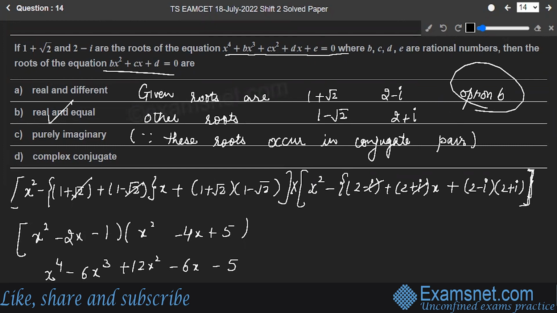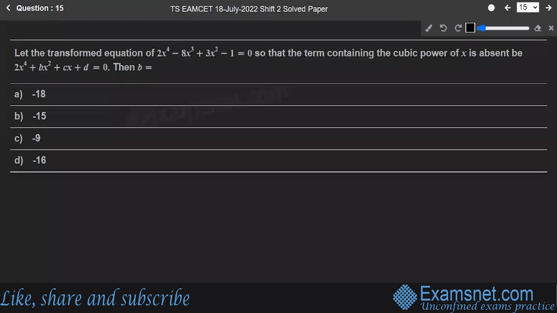Hope you understood this. Let's move to the next question. Question number 50. Let the transformed equation for this equation, so that the term containing the cubic power of x is absent, be this. All right, you have to find out the value of b, which is given in this expression. Okay, let's go. So let's replace in this question x by x plus k.